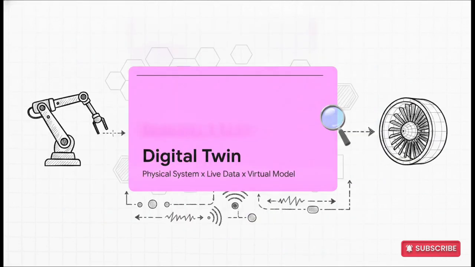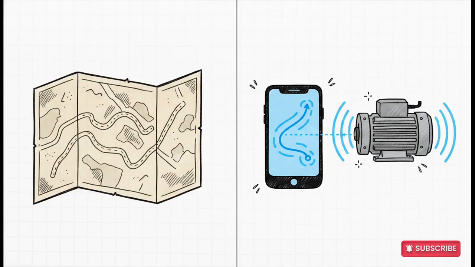Okay, so at its core, a true digital twin relies on a pretty strict foundational formula. It equals a physical system times live data times a virtual model. You absolutely have to have all three of these components working together. You've got the actual physical asset in the real world, like a robot arm or turbine. Then you have its virtual counterpart, the digital representation. But the critical piece here, the real multiplier that makes it a true twin, is that live data flowing continuously between them.